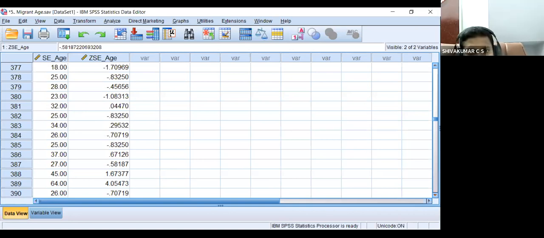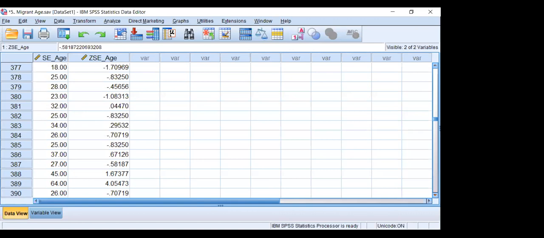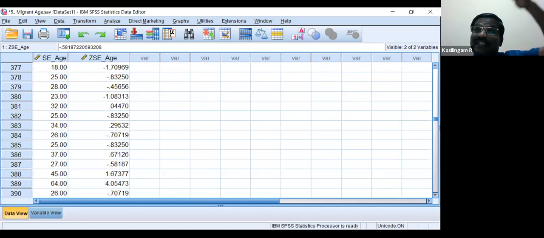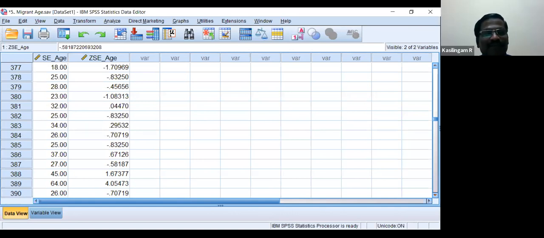See, madam, an outlier can appear on the upper side or the bottom side. If it is on the upper side, it will be plus, more than 3. If it is on the bottom side, it will be minus, more than 3. Clear? Yes, sir.